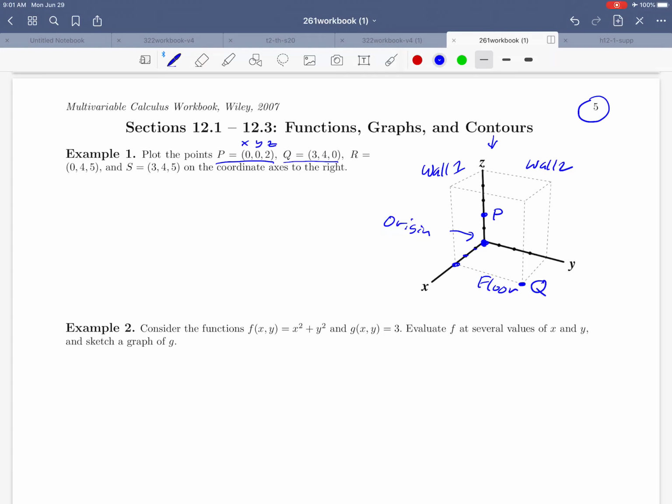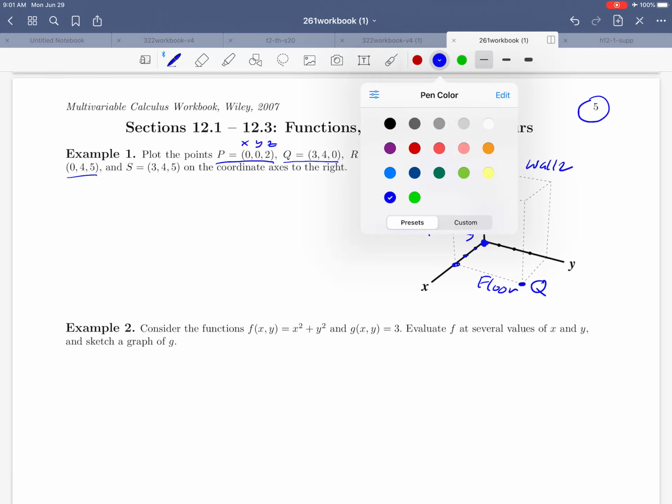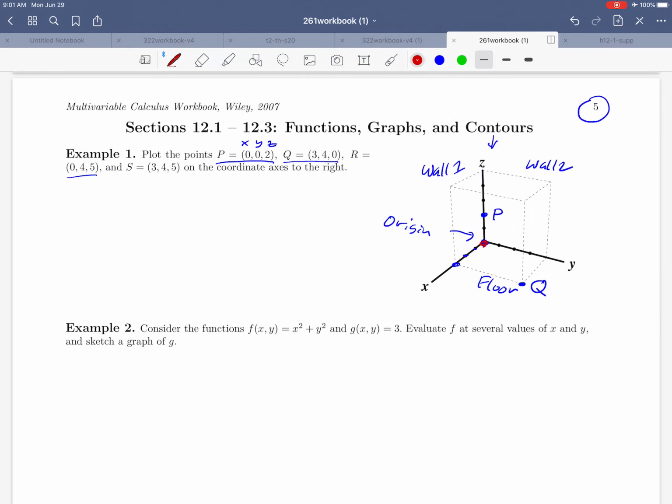What about R and S? Starting with R, which is (0, 4, 5), we'll start back here at the origin. We want to first move 0 in the x direction, 4 over in the y. That's going to put us here. And then we want to go 5 units up. If you count the ticks on the z-axis up to 5, that's going to put us here. So there's the point R. It's sitting in wall number 2, but 5 units above the floor.